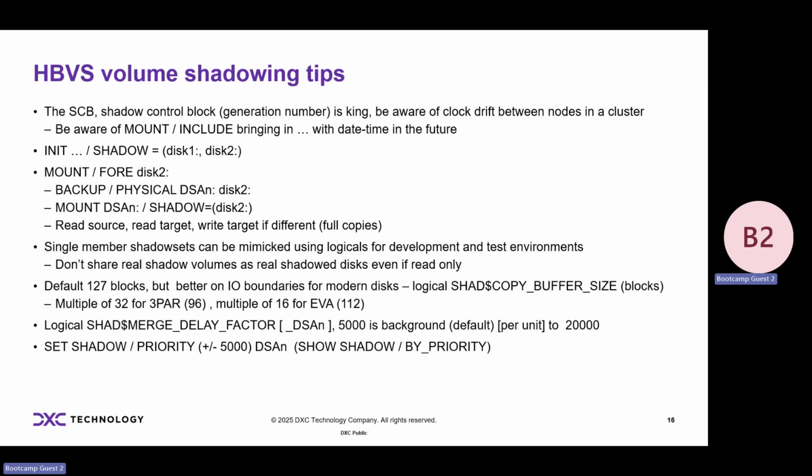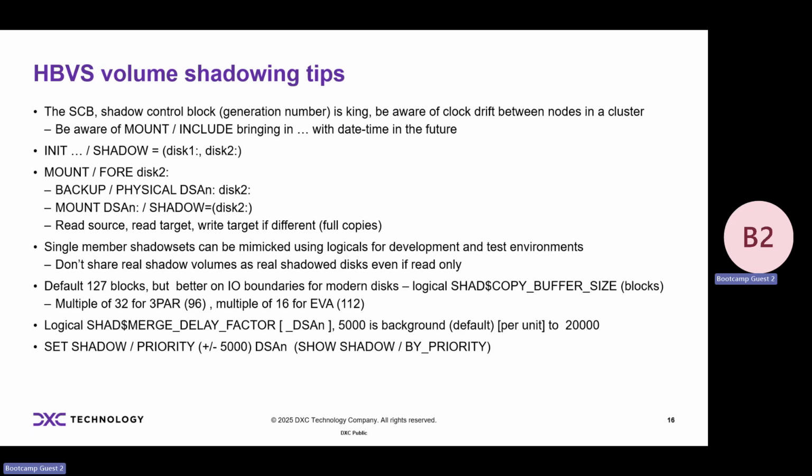I think it's Hein that had this little tip. If you are going to bring a new disk into the system, apart from the init/shadow, if there's already data on it, doing a backup physical first will actually speed up the whole operation. Because the way that it works is read source, read target, and write if different. So that's how it does it for the full copies, and also the mini merges, the mini copies as well.